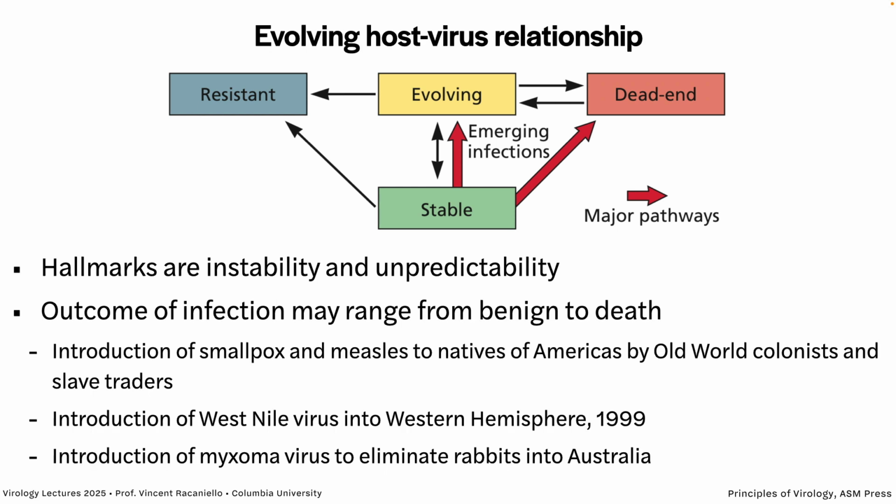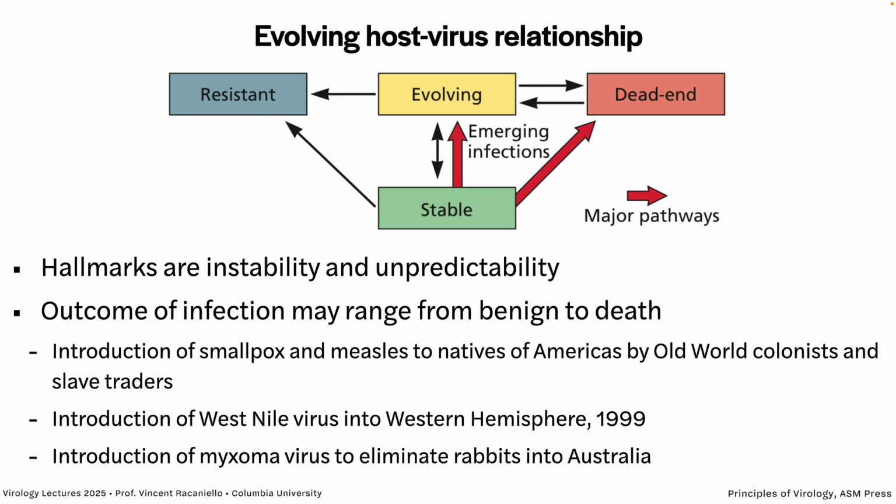The evolving host relationship is characterized by instability and unpredictability. In other words, you have a virus that's in a stable host relationship, spills over into a different species or the same species that's never seen it before, and you have this evolving situation. So examples include introduction of smallpox and measles virus by old world colonists who came from Europe. They brought those viruses to the Americas, and they introduced them to the people living here. And here, they had never seen those viruses before. They had zero immunity.